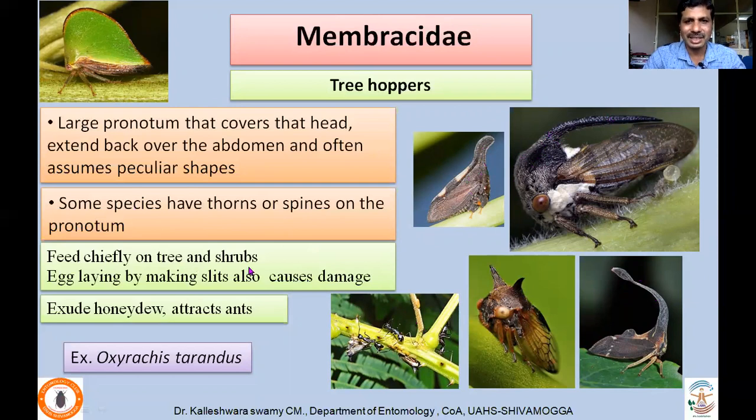Feeds chiefly on trees and shrubs. Egg laying is by making slits into the herbaceous plants, which also causes damage. In fact, they secrete honeydew that attracts ants. On acacia, red gram, and such plants, you'll find the infestation of these tree hoppers. A common species is Oxyrhachis tarandus.